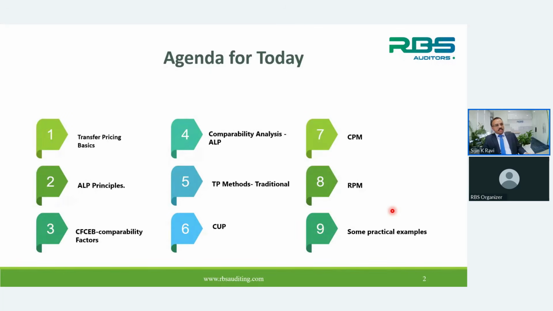So today's agenda is basically transfer pricing basics, then the ALP principle, then comparability analysis, that is CFCEB. We will discuss in detail what exactly CFCEB is. Then comparability analysis, TP methods, traditional methods: CUP method, CPM method, RPM method, and some practical examples.